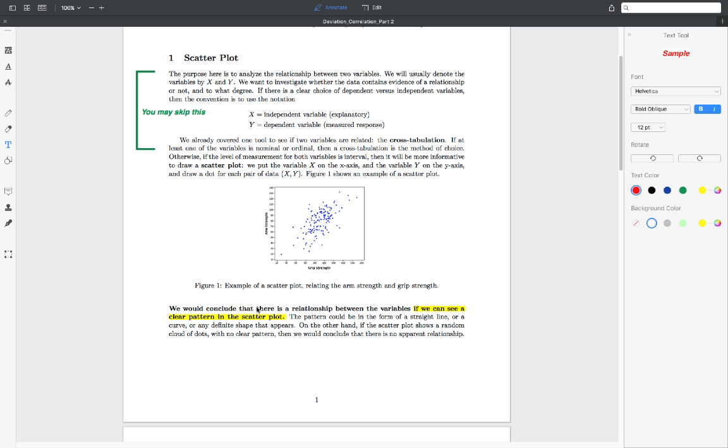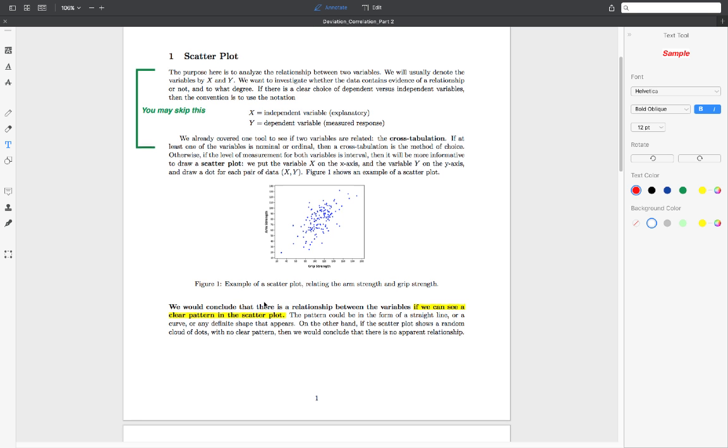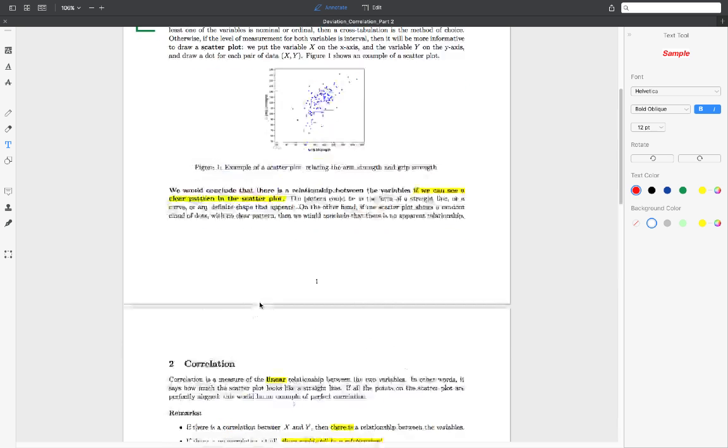So we would conclude there is a relationship between two variables if we can see a clear pattern in the scatter plot. The pattern could be in the form of a straight line or a curve or any definite shape that appears. However, on the other hand, if the scatter plot shows a random cloud of dots or no clear pattern, we would conclude there is no apparent relationship.